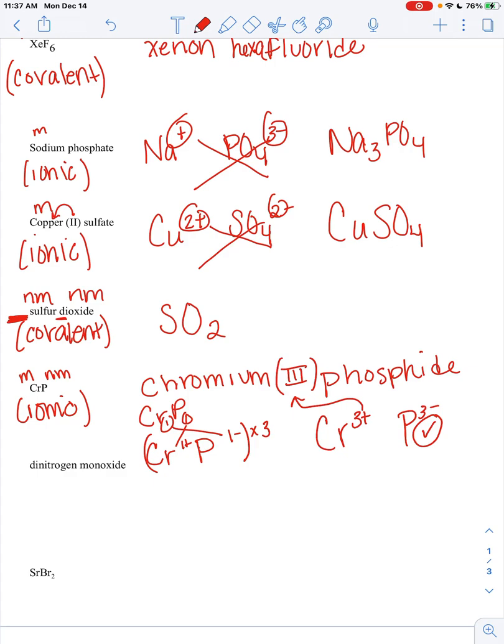Okay, our next one is name to formula. If you notice the prefixes, you'll know it's covalent, but if not, look at the elements. We have nitrogen, which is a nonmetal, and oxygen, which is a nonmetal. So we write our symbol for nitrogen, our symbol for oxygen, and then look up the prefixes. Di is 2, mono is 1, which we don't write. So this will be N2O.